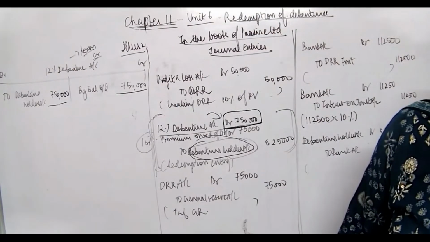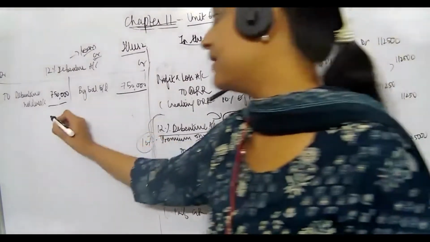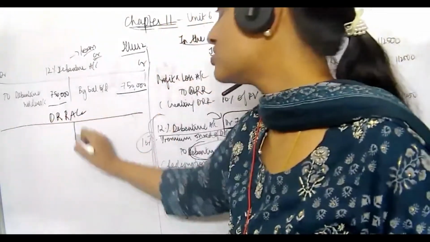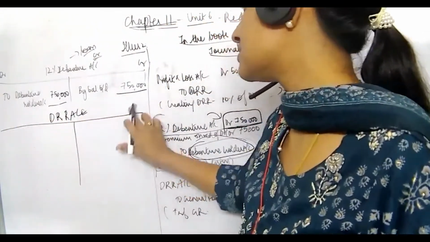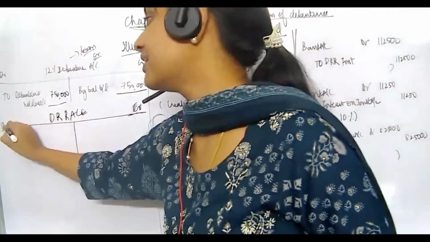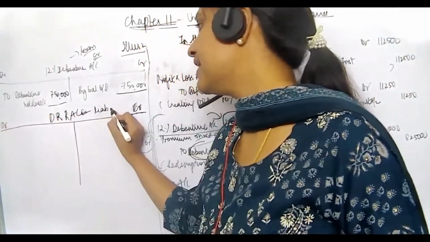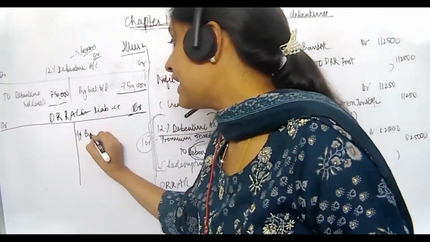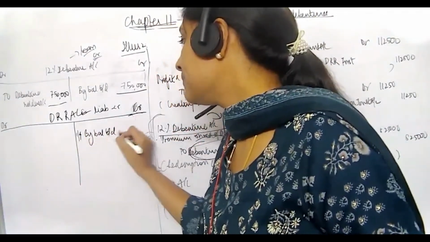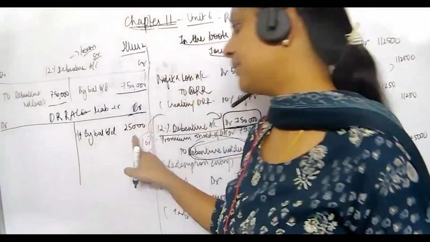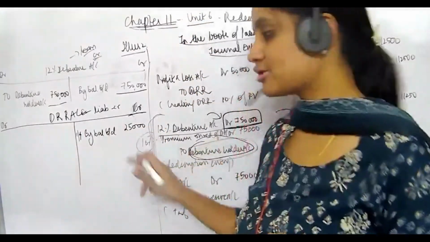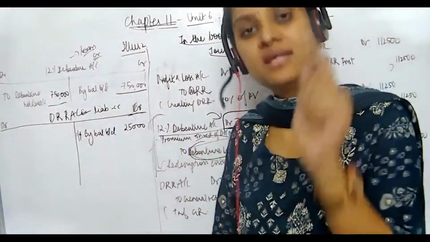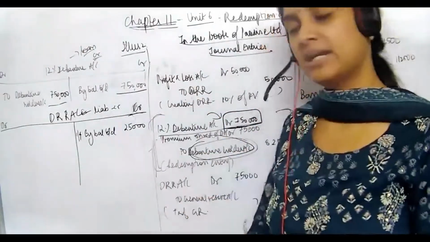What is the second account they have asked me to open? Debenture redemption reserve account. Correct? So now, the debenture redemption reserve account. What is this? This account is your reserve account. Reserve account is your liability. It will have a credit balance. On the date of opening, I had an opening balance of how much? 25,000 already there in the book. So I am posting it on the credit side. Why? Reserve is a liability. It will have a credit balance.